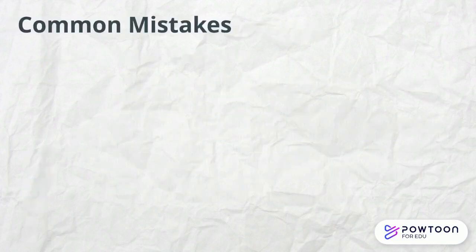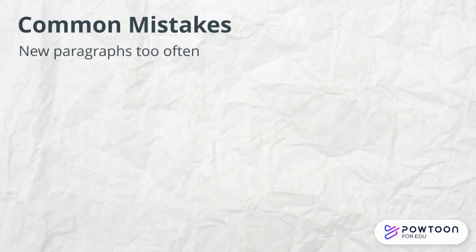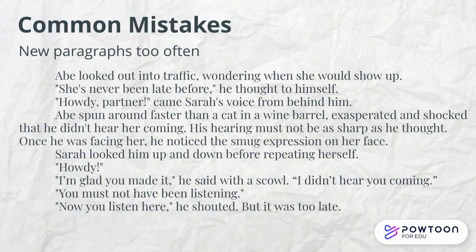Let's talk about some common mistakes people make when writing dialogue. First, writers might start a new paragraph too often, which can get confusing. Take a look at a modified version of the scene from the previous slide. Pause the video and read through it. What did you notice about this format? It was probably a bit confusing as it jumped around so often. Sometimes a new paragraph makes it seem like the subject has changed, even though it hasn't. This is confusing for readers.